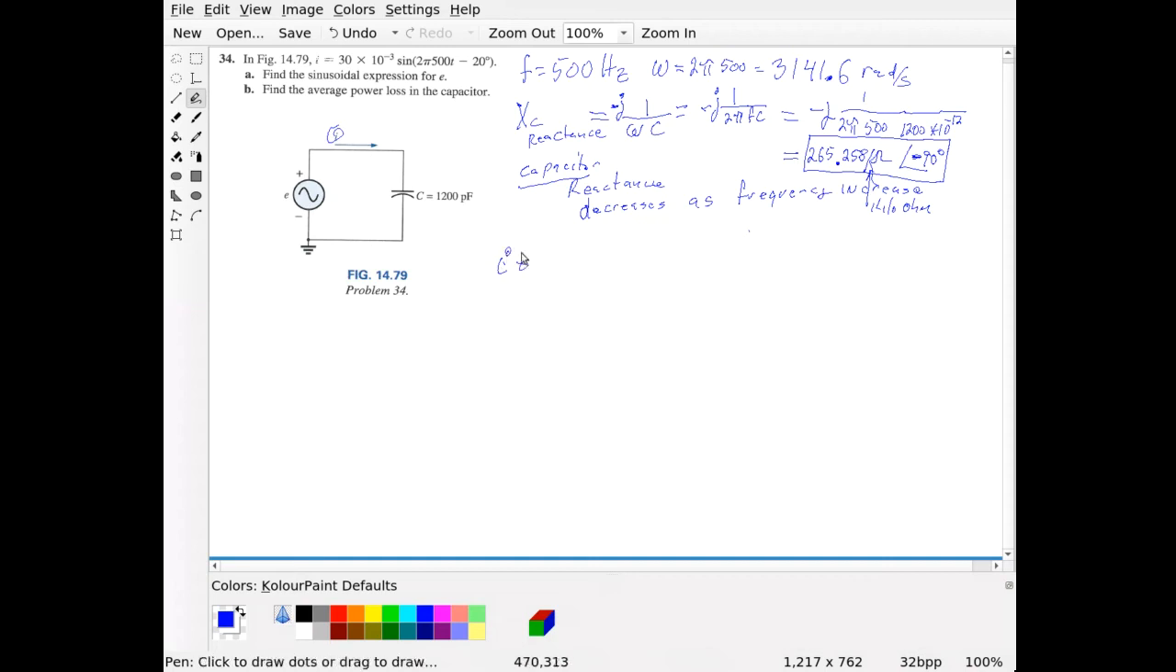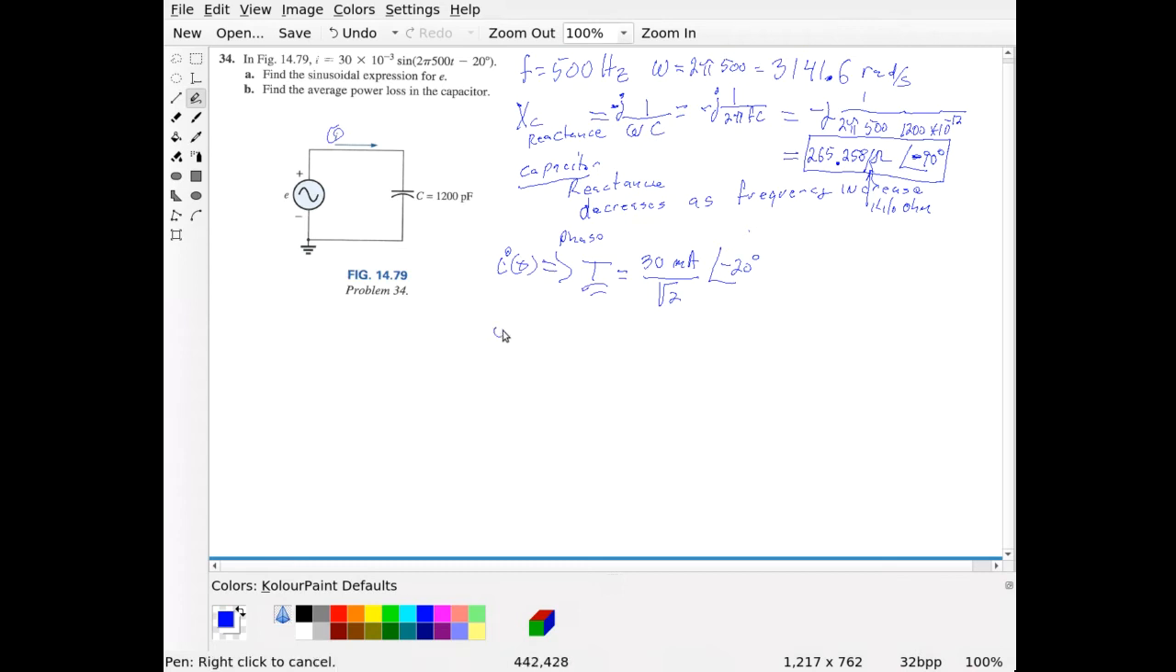So I have I of t. All right, I'm going to convert that, that's the time domain, into the phasor domain. So I get I is equal to the 30 milliamperes, which is what it was, at an angle of minus 20 degrees divided by the square root of 2 to get into the phasor. Okay, so we divide that by the square root of 2 to get into the phasor.